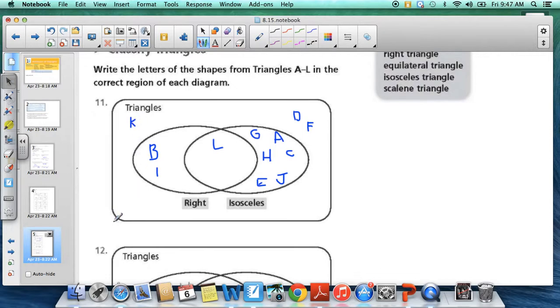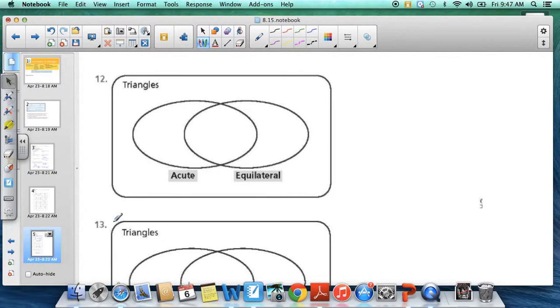All right, so let's move on to number 12. For triangles, we have acute and equilateral. Remember, acute are where all of the triangle's angles are acute, so they're smaller than a right angle, smaller than 90 degrees, and equilateral has three congruent sides. So for the acute, we have G, D, and E. And it doesn't seem like we have any equilaterals, so for our common ones, we have C and J. Well, we don't have any that are just equilateral.